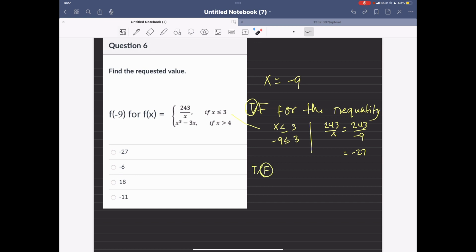And then just to check our work, I'm going to assume that the second one is false, because you usually only need one true. For this one, x is less than negative 4. We're going to assume it's false. So negative 9 is less than negative 4, which is false. And that doesn't work. So the answer is negative 27.